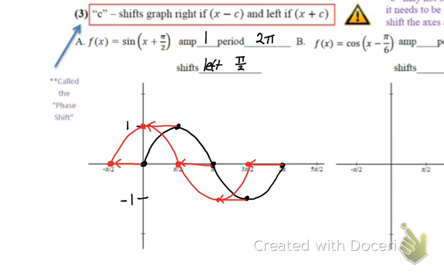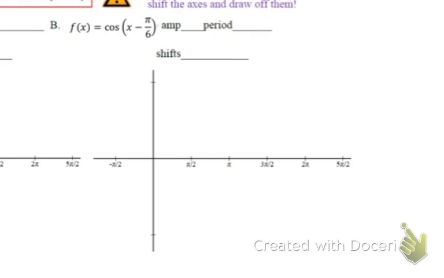All right, I have to kind of hurry up. We only got 2 minutes left. I got to push this last one because it's got some important stuff on it. First of all, our amplitude is 1 because there's no number out in front of cosine. Period is still 2 pi because I didn't change that. It's going to shift right pi over 6.